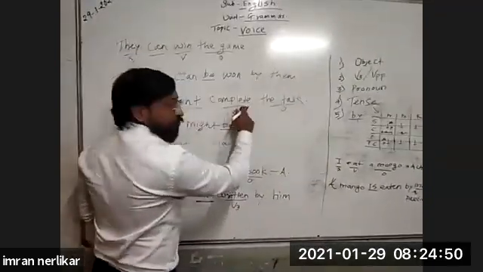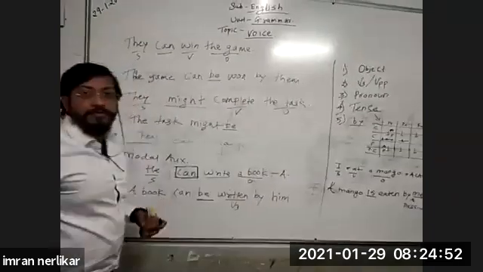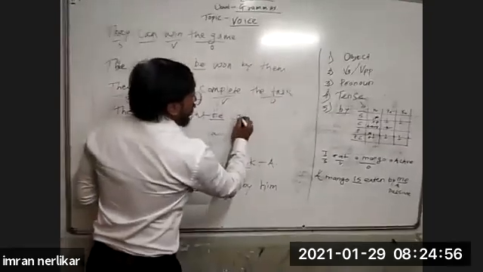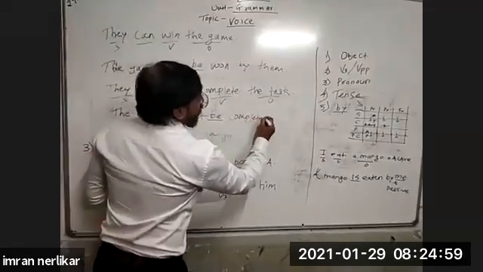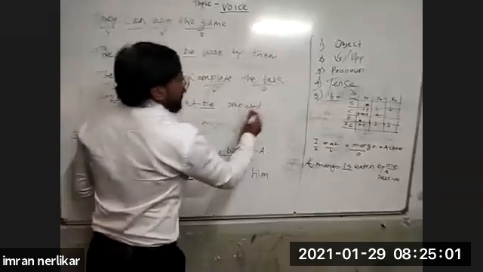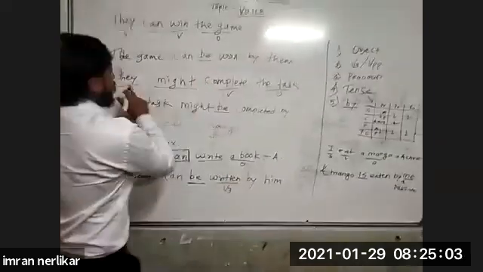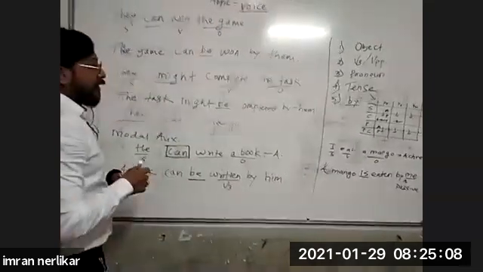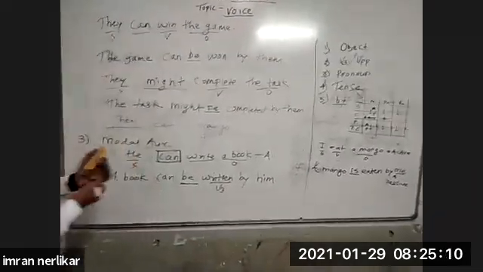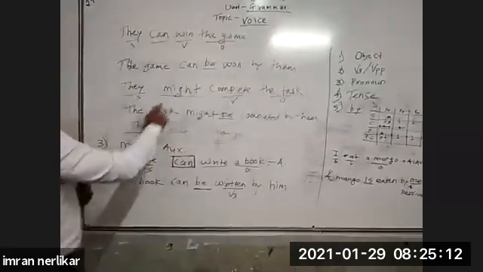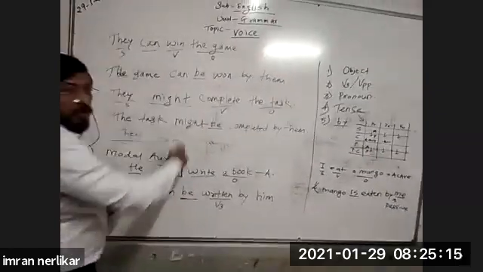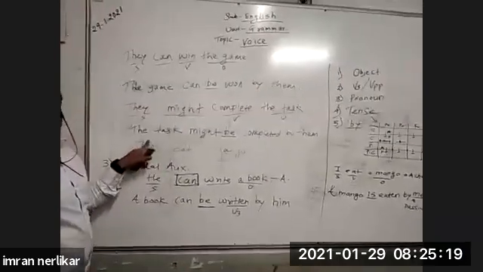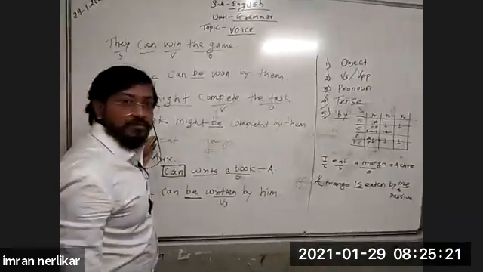Third form of the verb which is given here. Complete is the verb, first form. Third form is completed. The task might be completed by, they will become them. The task might be completed by them. So this is another example of modal auxiliary. I hope you have understood this pattern also of changing the voice.